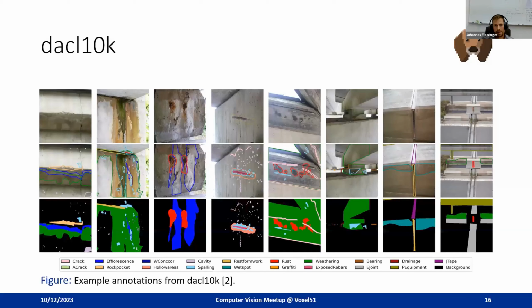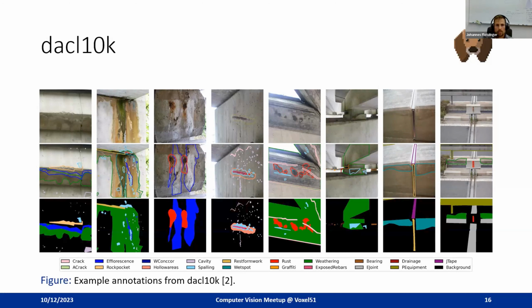What is Dacl 10K? Dacl 10K is a multi-label semantic segmentation dataset for bridge defects and bridge components. That means we have 19 different classes in total. We have 13 defects and 6 bridge components. And these 19 classes are pivotal in assessing the structural integrity of bridges and guiding decisions, such as already mentioned, restoration efforts, traffic load restrictions, or even bridge closures.